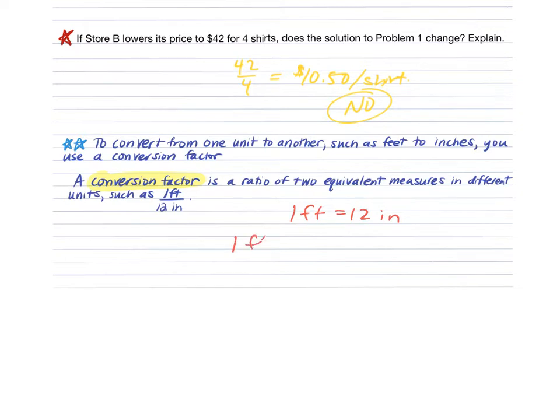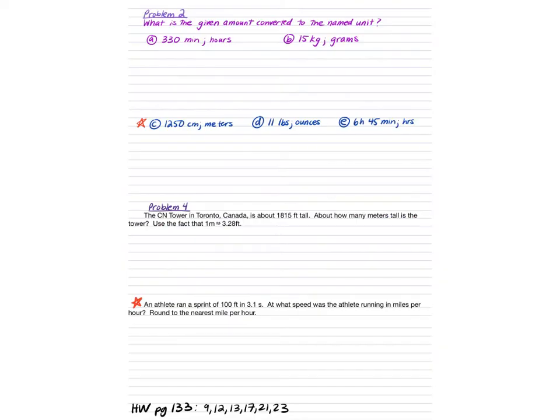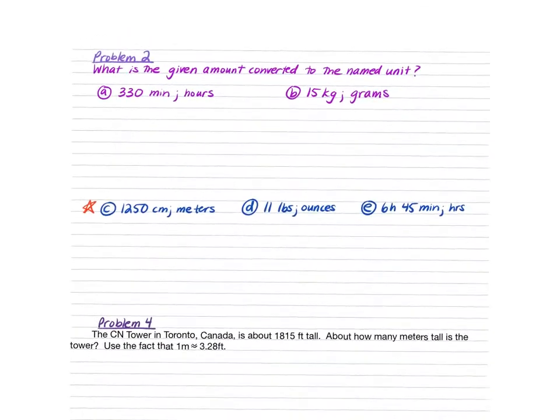Like 1 foot over 12 inches. These are the same thing, so you're dividing the same thing. So this factor is also equivalent to 1, right? 1 foot divided by 12 inches. They're both the same thing, so this is actually just the same as the number 1. You'll see how this helps us in converting.